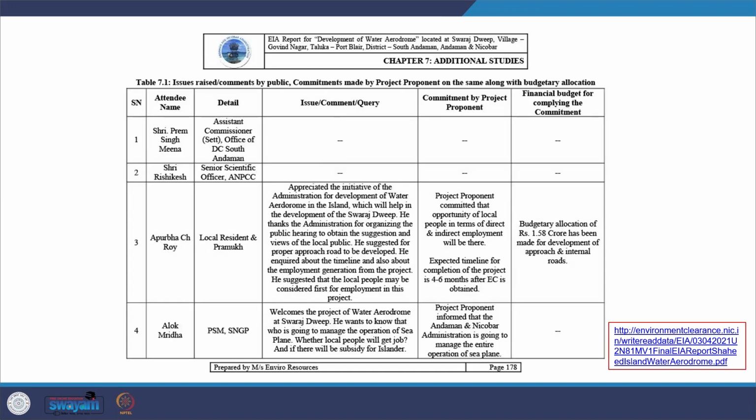So all the issues which were raised and the comments raised by the public, the commitments by the project proponents on the same have been aligned with the budgetary allocation. So whatever input came, they have incorporated it and also made a budgetary allocation for that. So you can see the list of issues which are raised and the comments of the project proponent here.